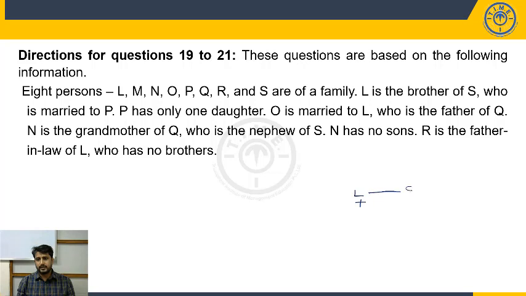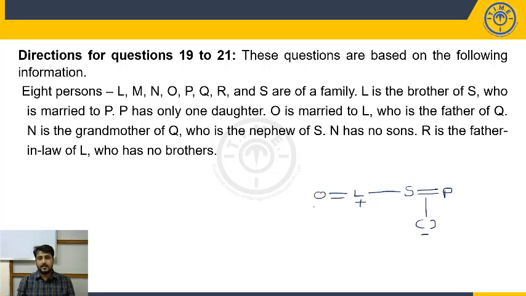So both belong to the same generation. S is married to P. And among these, who is male, who is female, that we don't know. P has only one daughter. S and P are having only one daughter. Having only one daughter doesn't mean that they don't have sons. They may have sons.